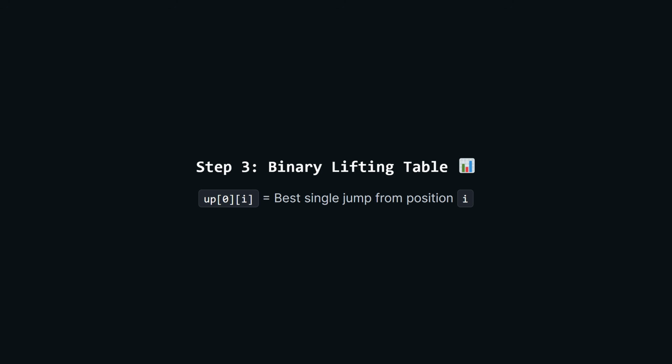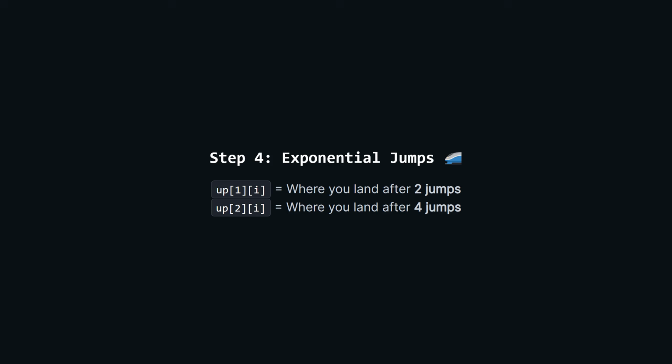Because we might have to process thousands of queries, we can pre-calculate the absolute best single jump for every single position and save it in a table. Then, to make things blazing fast, we build on those single jumps to calculate where we would end up after 2 jumps, 4 jumps, and so on, doubling our reach each time.